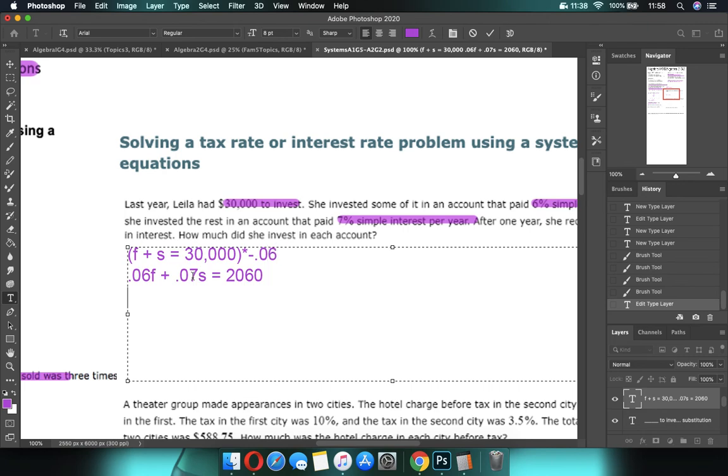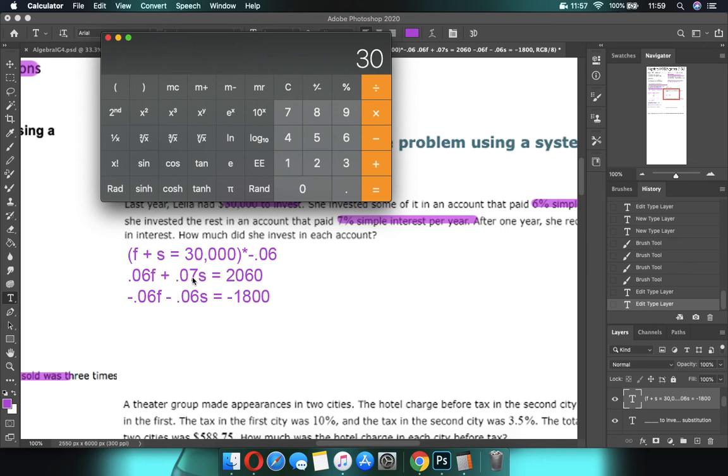Now, not everyone's the human calculator like I am, so we can use calculators if needed to. 30,000 times 0.06 is going to be 1,800 is my guess. Let's see if we're right. 30,000 times 0.06. 1,800. Good. There's hope for me.